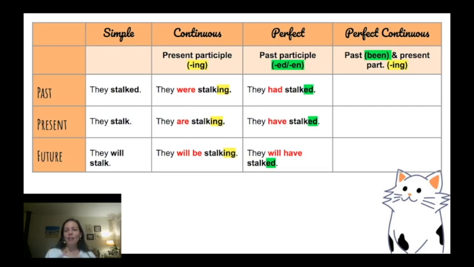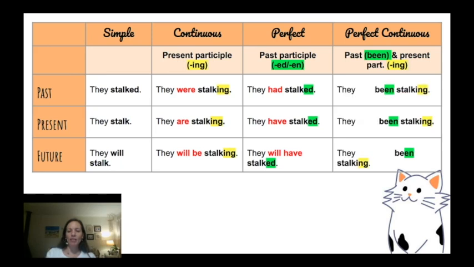Now let's look at that perfect continuous tense, and remember we're making use of both our past and present participles. And so stalk, we're going to make use of been stalking. Okay, been stalking. So let's put that into the present. They have. In the past it would be they had, and in the future it will be they will have.